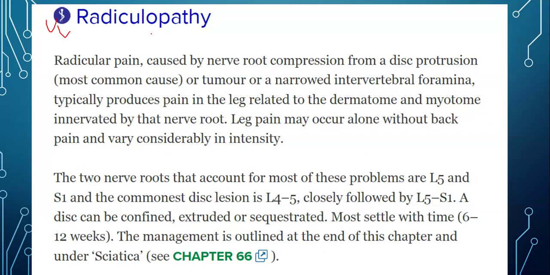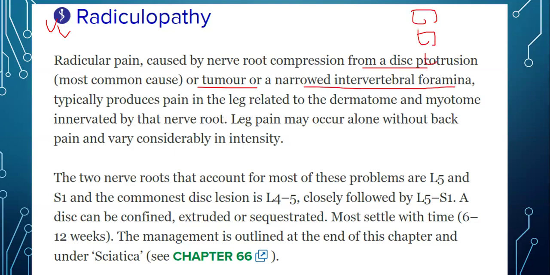Radiculopathy. What is radiculopathy? Radiculopathy, or radicular pain, is a nerve root compression from a disc protrusion or a tumor or a narrowed intervertebral foramina.